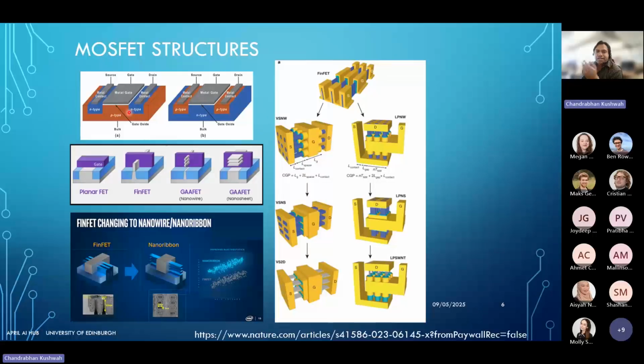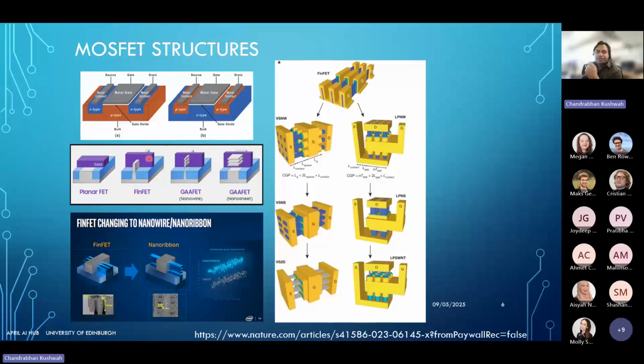But because of scaling, short channel effects came into the picture, as I mentioned. To cope with those short channel effects, we would like to have more control over the channel area. How can we achieve that? We make a 3D structure where the channel region is extended vertically, and the gate is wrapped around this region. That's why it is called a fin, because it is structurally like a fin.